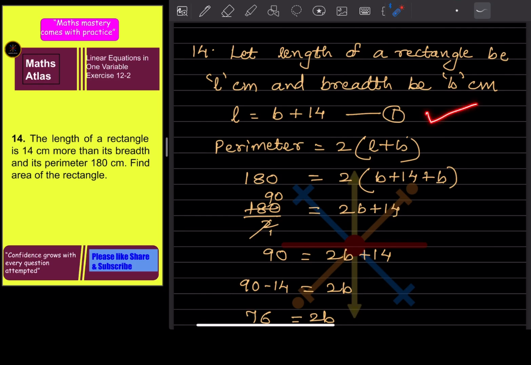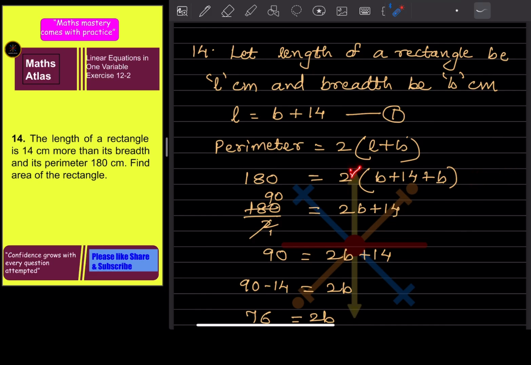So this will be equation number 1. And the perimeter is 180. You know the formula for the perimeter of a rectangle, that is twice into length plus breadth. And the perimeter is given as 180, twice into, so the length is B plus 14. So in place of the length, you are going to put B plus 14, and this will be as it is, 180. You can do this equation with different steps.